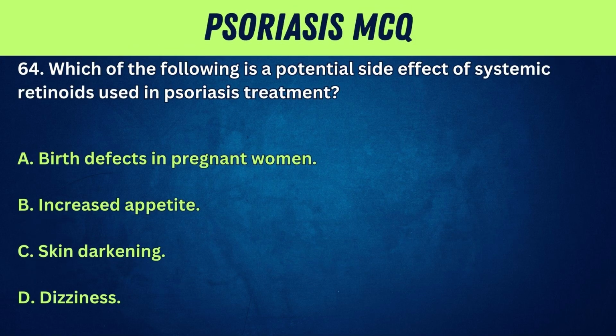64. Which of the following is a potential side effect of systemic retinoids used in psoriasis treatment? A. Birth defects in pregnant women. B. Increased appetite. C. Skin darkening. D. Dizziness.